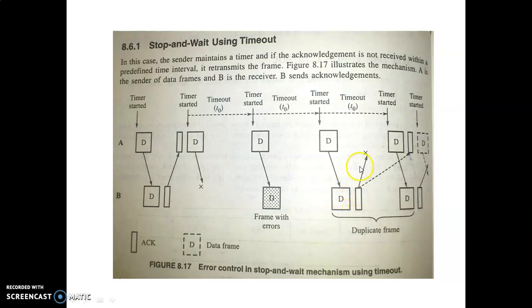Now there are two cases which are shown in this particular slide: the frame is lost, the acknowledgement is lost. So the sender doesn't receive the acknowledgement. So after 5 milliseconds it will send this same frame again, because it did not receive the acknowledgement. So this D is sent again, and to its bad luck, it was received properly. So now this frame and this frame are the same.